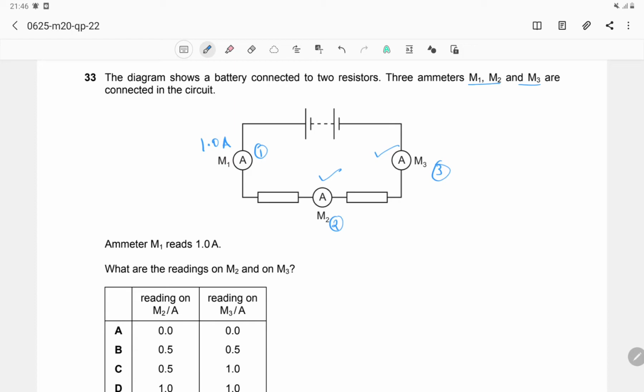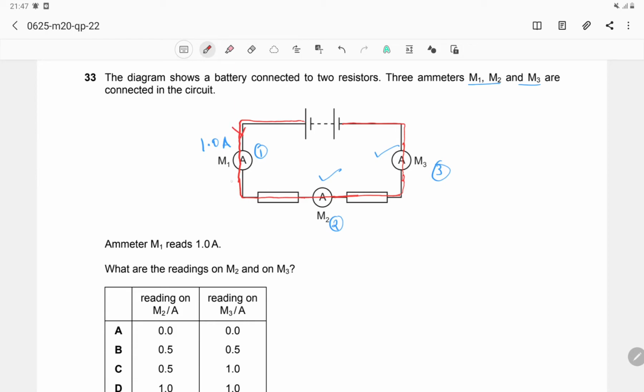Here, by looking at the figure itself, you can easily identify, because an ammeter measures the current which is passing through the path. Now if you look at the path, the current will start to flow from the positive terminal and pass through the ammeter M1. Then it will pass through the resistor and the same current will pass through the ammeter M2, and it will pass through the resistor, and again the same amount of current will pass through the ammeter M3. There is only one path, so whatever current is coming, it will be flowing away. So here the current value is given as 1 ampere.